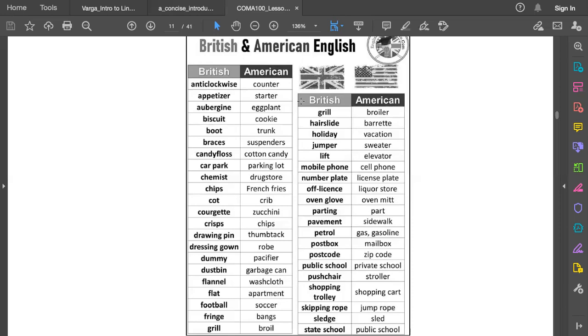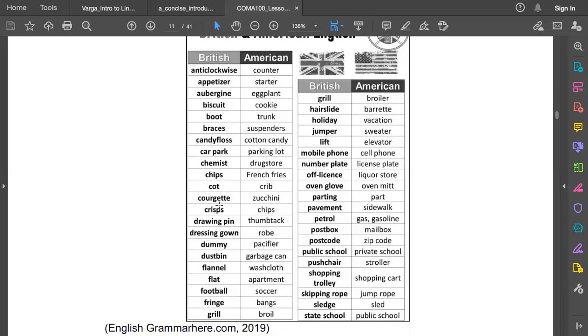Para hindi magalaw yung long sleeves. Parang ganon. And then braces ang tawag nila. Dito yung braces lang nasa mitra na. Just to say. Cotton candy is candy floss. Parking lot is car park. Drugstore is chemist. French fries is chips, zucchini is courgette, chips is crisps, chips yung chicheria at crisps sa kanila. Thumbtacks is drawing pin. Yung thumbtacks, yung flat yung ulo na metal, matulis. Robe is dressing gown. Pacifier is dummy. Garbage bin is dustbin. Washcloth is flannel. Basahan, washcloth. Tama, basahan ba ito? Or basa tela. Apartment is flat. Soccer is football.